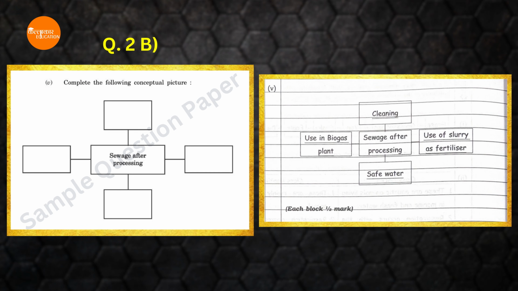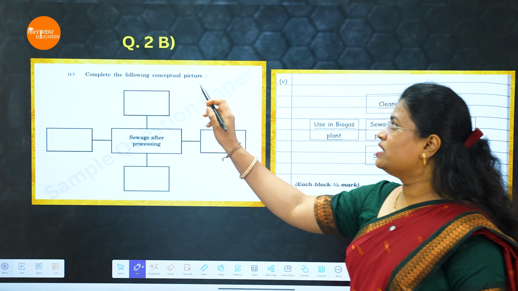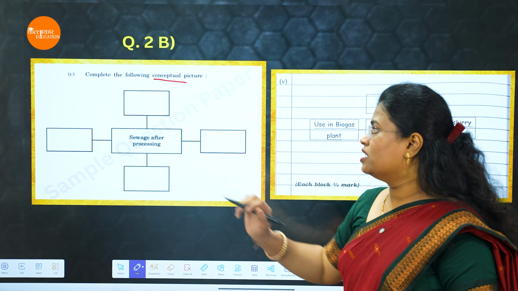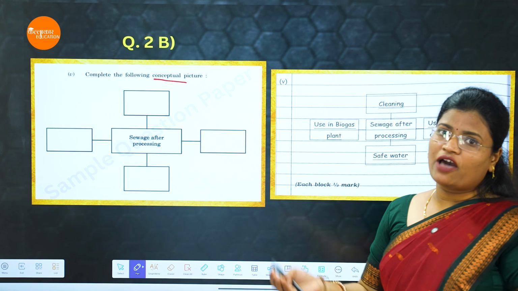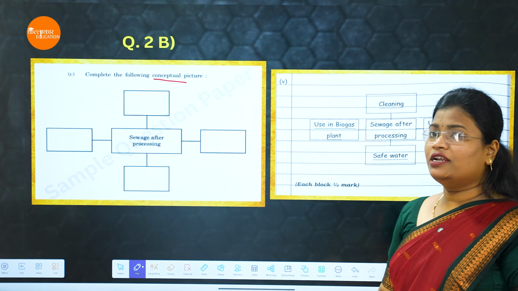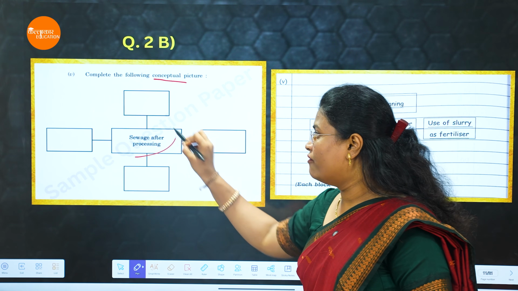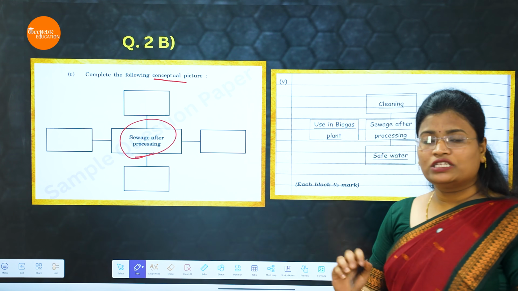Question number 2b, fifth question. Let's see fifth question. Complete the following conceptual picture. See, conceptual picture, they have given a picture. In that they have given 4 vacant places. Here you have to write the answer according to the hint they have given in the center. Sewage after processing. So what is the hint?